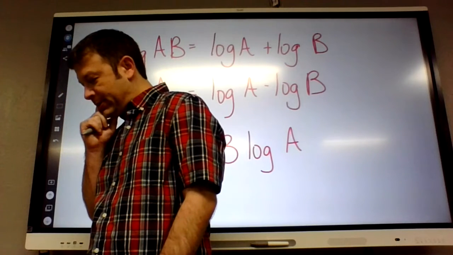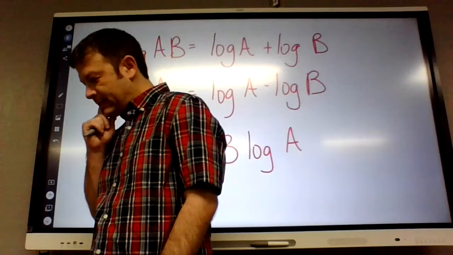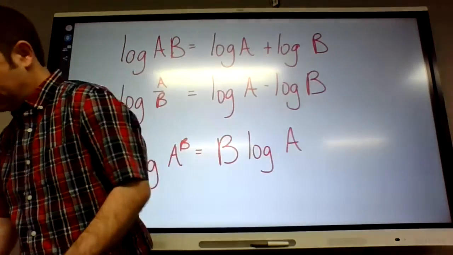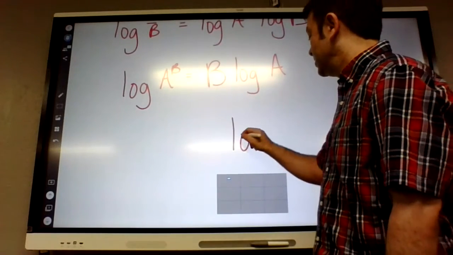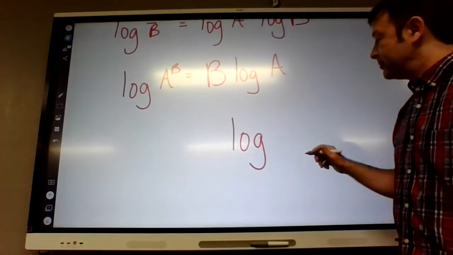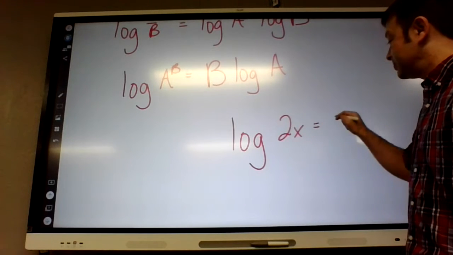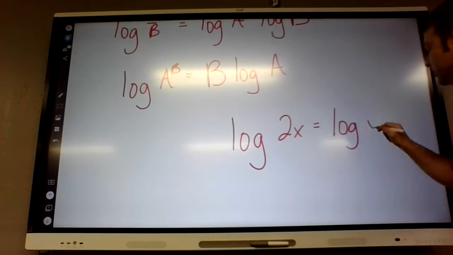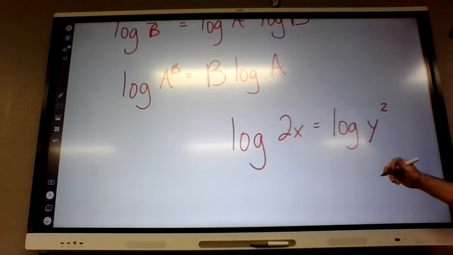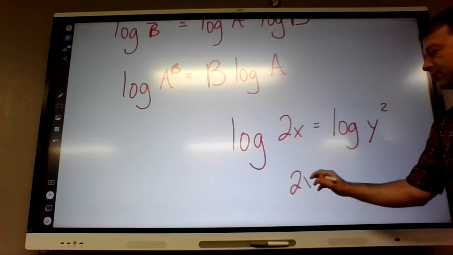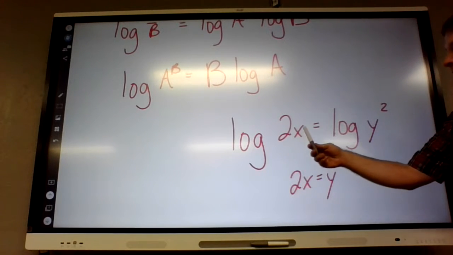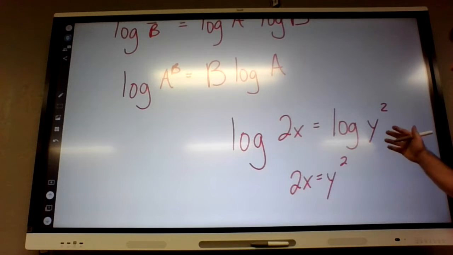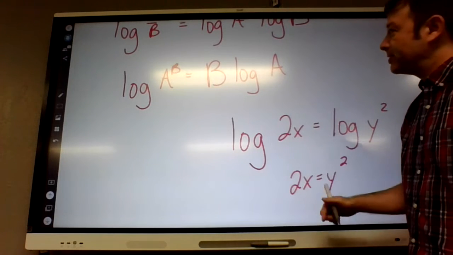Yeah, I skipped law of 3. It's kind of a duh statement though. We'll probably use it on a few problems, so I guess I'll mention it. If I had log of 2x equals log of y squared, you know what I know? 2x equals y squared. Because 10 to the log of 2x equals 10 to the log of y squared. If these things are equal, then these things have to be equal.